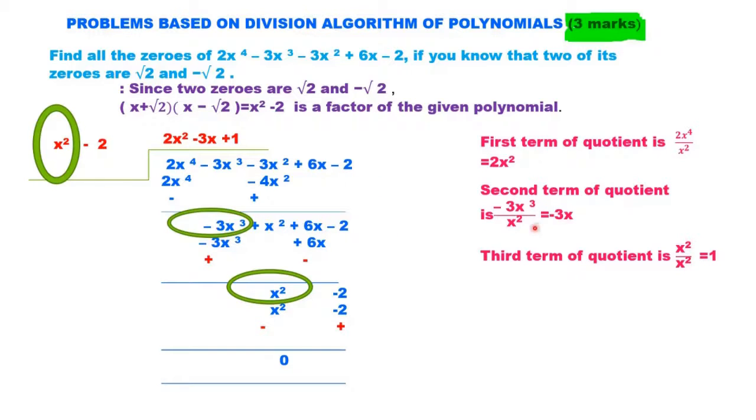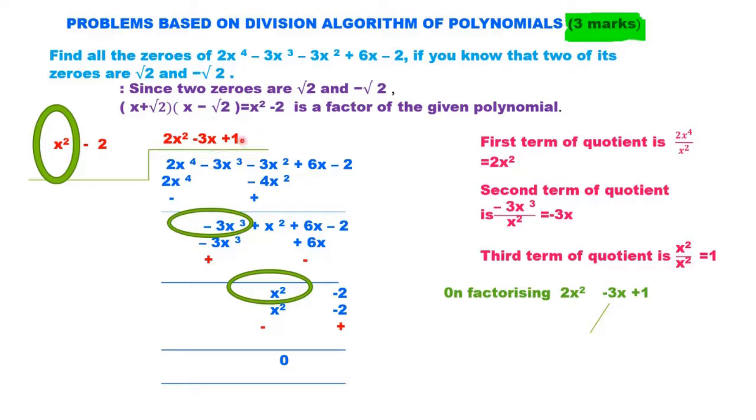For the second term of the quotient, you can see I've encircled again the first term which we got after subtraction, and it will be divided by the first term of the divisor. Every time you will divide by x squared. The denominator will always be x squared. So you get minus 3x, which is the second term of the quotient. And for the third term, again we took the first term, circled it, and every time you have to divide it by x squared. So you get 1, which is the third term of your quotient.